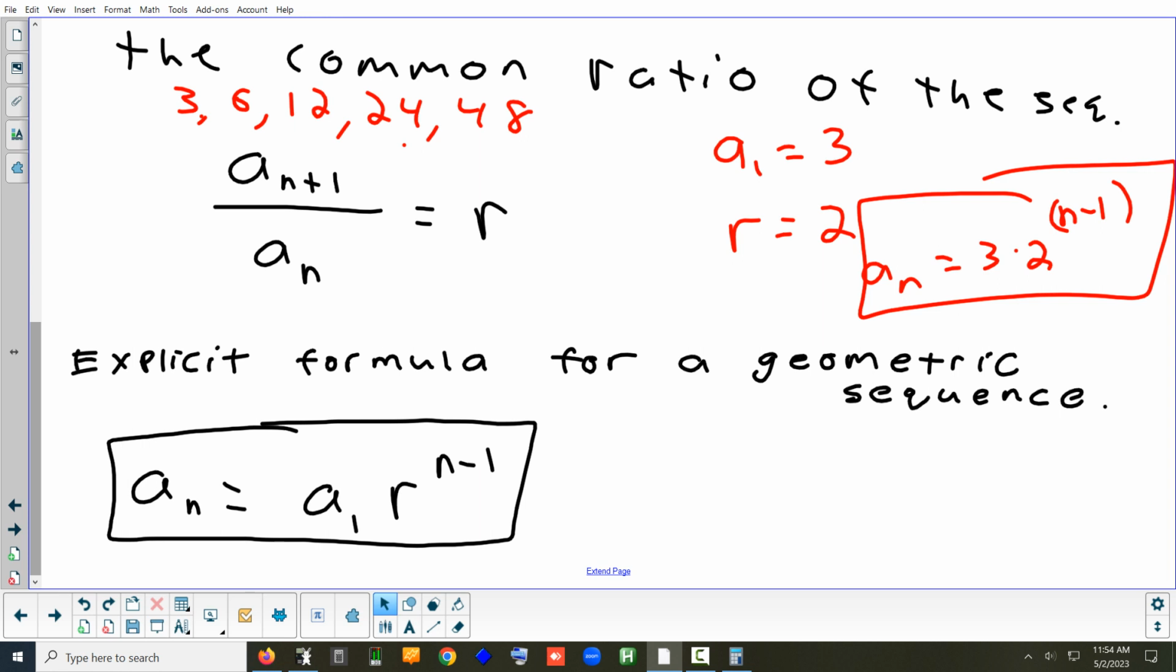So each formula depends on 2 things. Well, they both use the first term. One of them uses the common difference. The other one uses the common ratio. And if you don't have a common difference or a common ratio, then it's not arithmetic or geometric. For example, the Fibonacci sequence. It's not a common difference. It's not a common ratio. Neither formula would help you in this case. So there are sequences that don't fit into either one of these patterns, and then it's a whole other method to figure out.